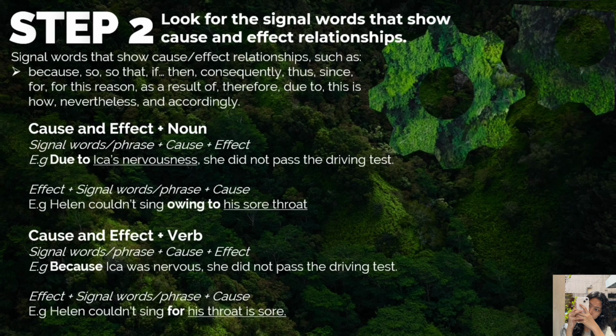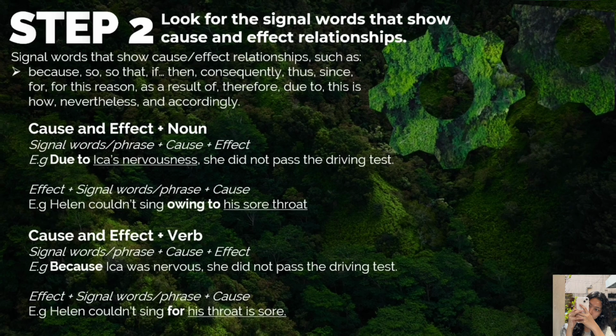The first is cause and effect plus noun. In this structure, both the cause and effect are presented as nouns. And there are two types. The first type is signal words or phrase plus cause plus effect. For example, due to Icha's nervousness, she did not pass the driving test. Here, due to shows the signal words, and the cause is Icha's nervousness, and then the effect is she did not pass the driving test.